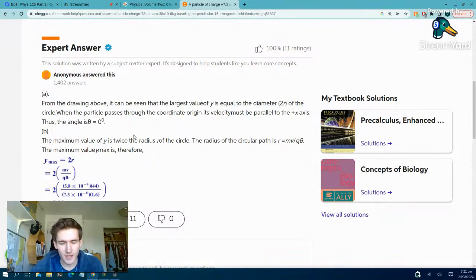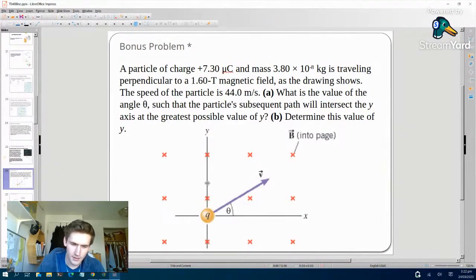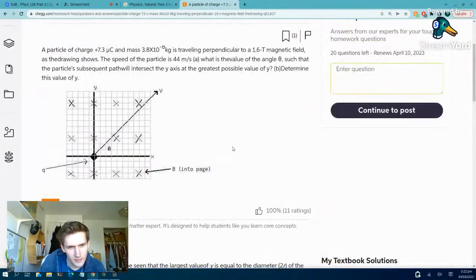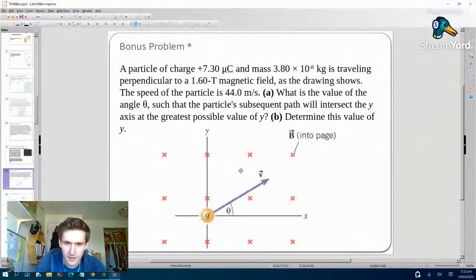The maximum value of y is twice the radius of this circle. Okay, so I see what they did here. They're solving for y and for r. It's twice the radius of the circle. Why is that? I'm confused.